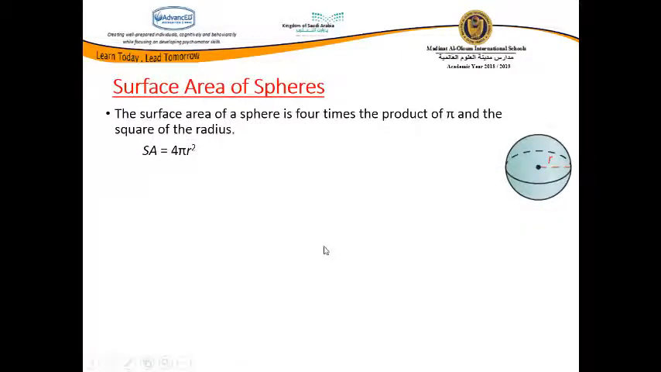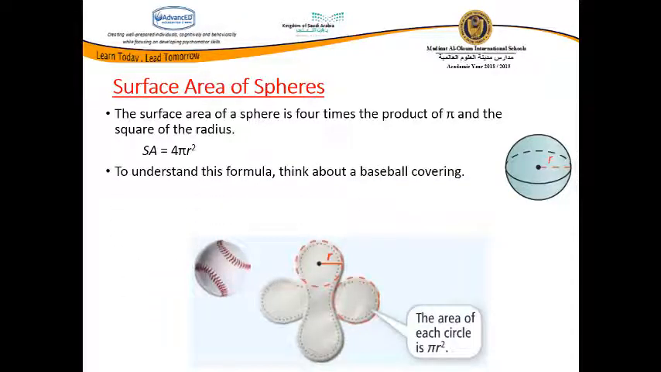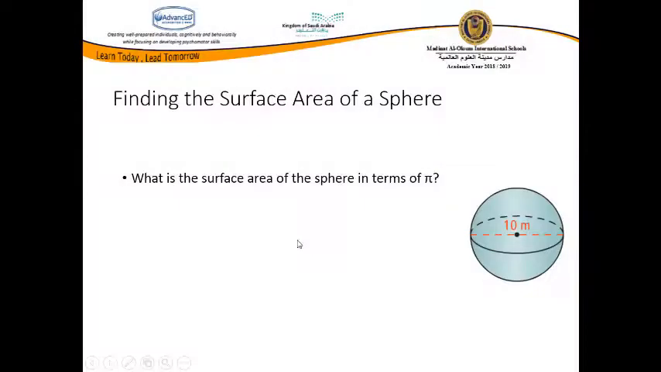How to find the surface area of the sphere? The surface area of the sphere is 4 pi r squared, the area of 4 circles. The surface area of the sphere is 4 times the product of pi and the square of the radius. This baseball can model a sphere. It has 4 circles, as you see. Then the area of the sphere is like the area of 4 circles, 4 pi r squared.